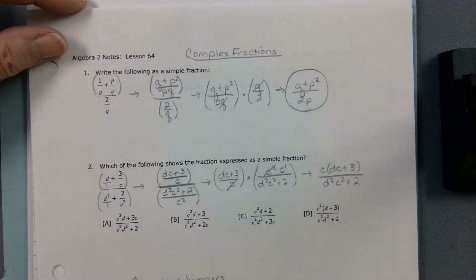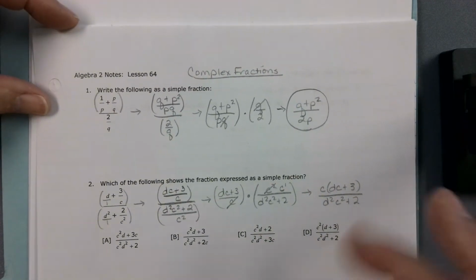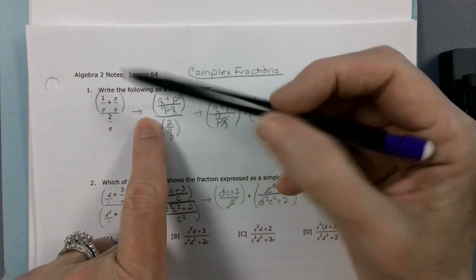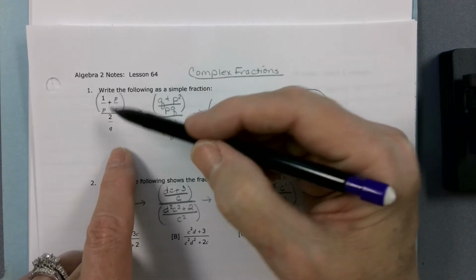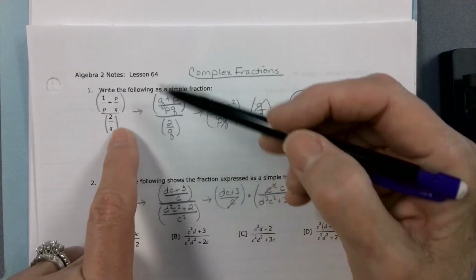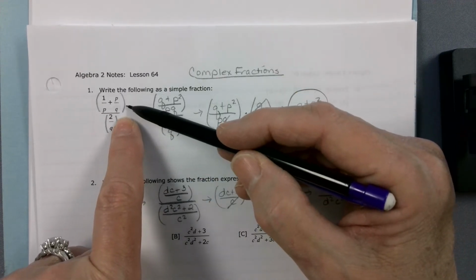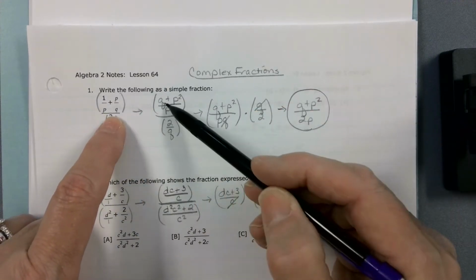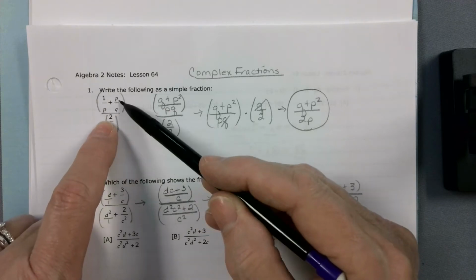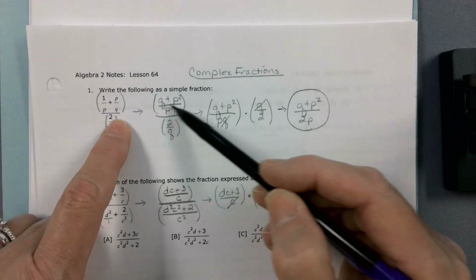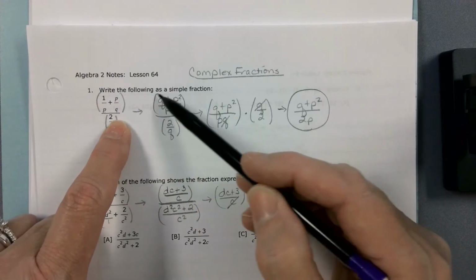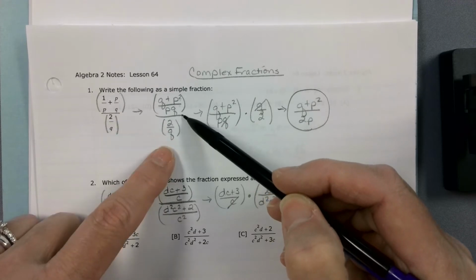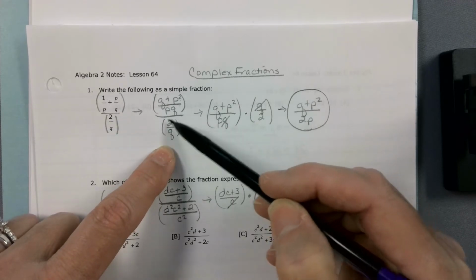Okay, lesson 64. We're going to start off talking about some complex fractions. So you have a fraction divided by a fraction here. The first thing we're going to do is get a common denominator in the top one. So you do 1 times q, get q, plus p times p, which is p squared, over p times q. Now you've got your common denominator, and it's being divided by this fraction.